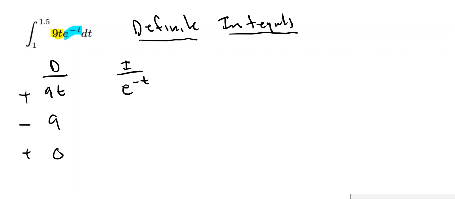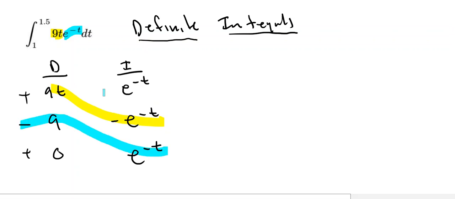E to the negative t, the antiderivative of that is negative e to the negative t. The antiderivative of that is e to the negative t. And so we want to go diagonally. And that's pretty much all we have to do right there. So we're going to have a negative 9t e to the negative t minus a 9e to the negative t plus c. That's our final answer.